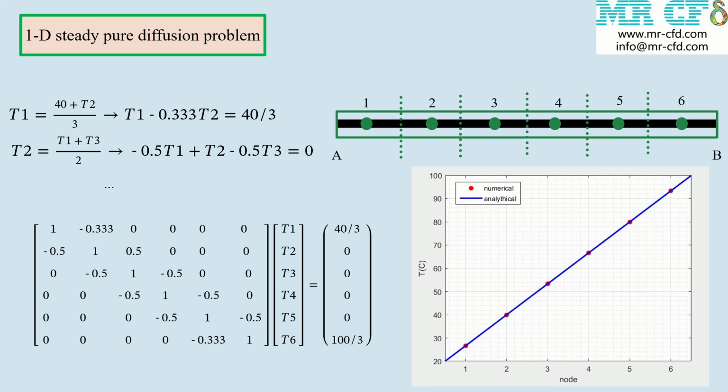If we solve the diffusion equation analytically, the result will be a linear change of temperature from the two sides of the rod. So in this figure, we can see the exact solution of the equation and the numerical result.